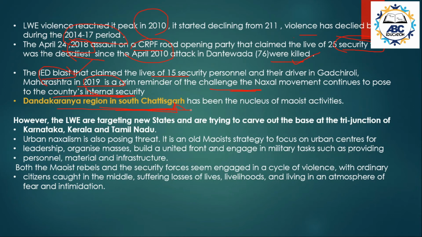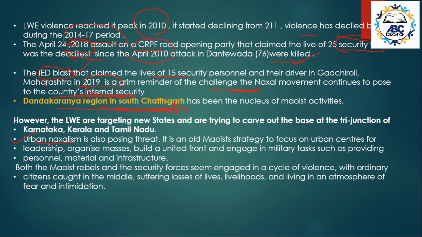How do we know? Because in 2019 only, there was a recent attack which claimed the lives of 15 security personnel, which shows that the problem of Naxalism still poses a threat to India's internal security. Now you also know there's a new term that is gaining prominence: urban Naxalism. Earlier, we read that they only revolve around agrarian struggles, peasant struggles, mostly.